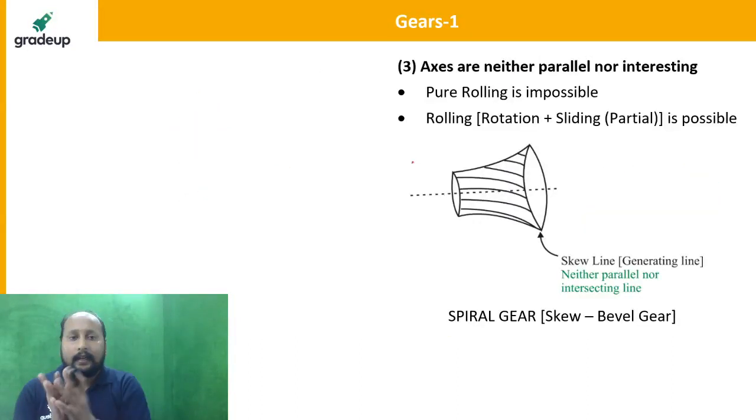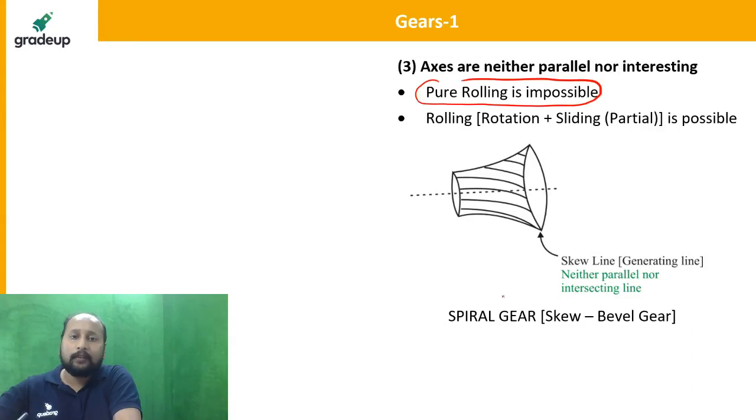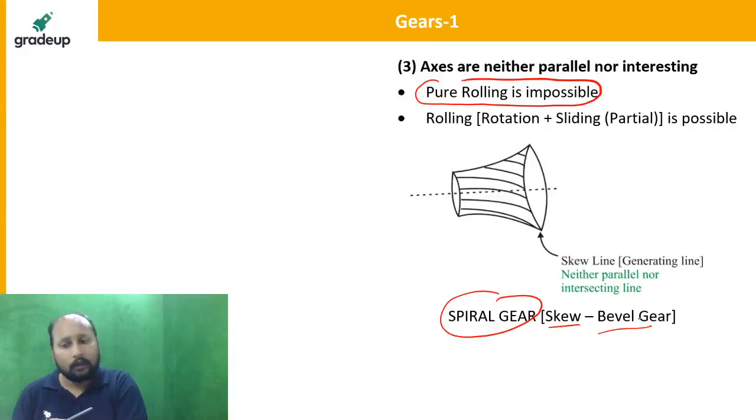Let us talk about if the axes are neither parallel nor intersecting. In that case, please remember pure rolling is not possible, and the type of gear which we use is the spiral gear, also known as skew bevel gear. Steering, very good. Like Mayur is saying, in steering we are using differential gear. Now, in this case, pure rolling is not possible.